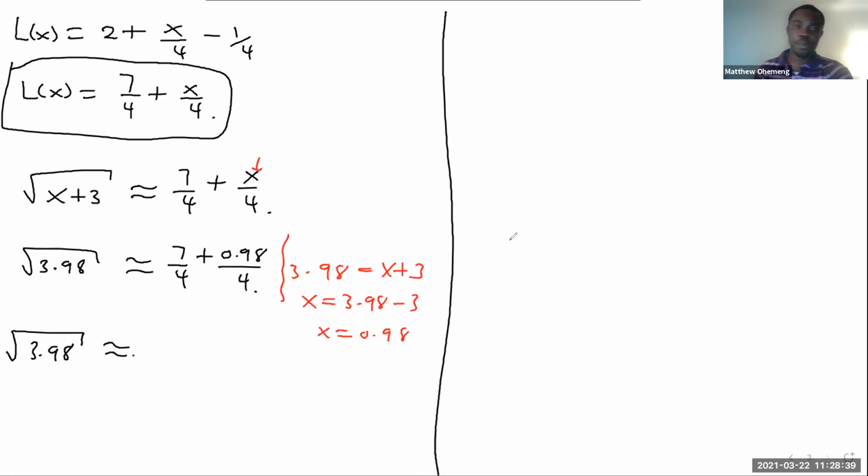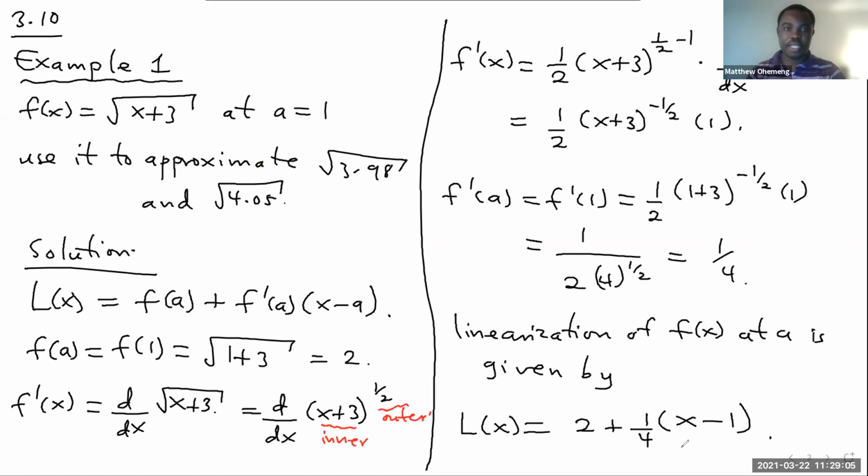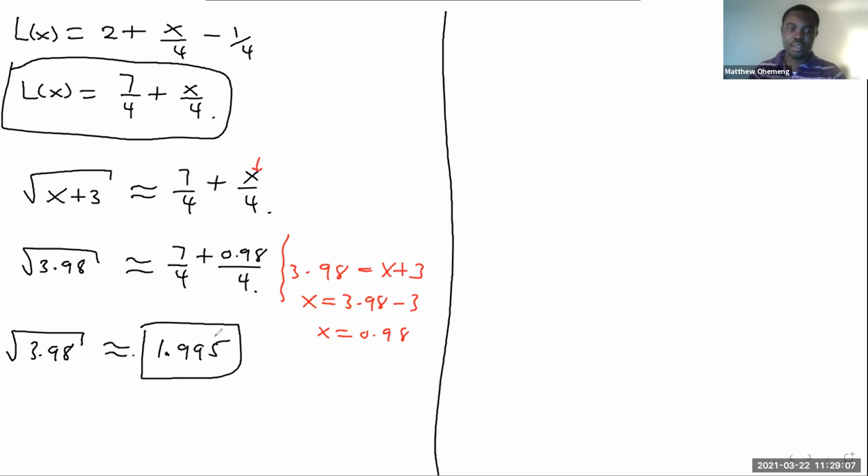That will be approximately equal to 1.995. If you are curious, you can punch this into your calculator, and you see that it's quite close to this value. So that means this is approximated as this. Okay, now let's do it for the other one. Please, any questions here? Is there any part you don't understand that you want me to go over?